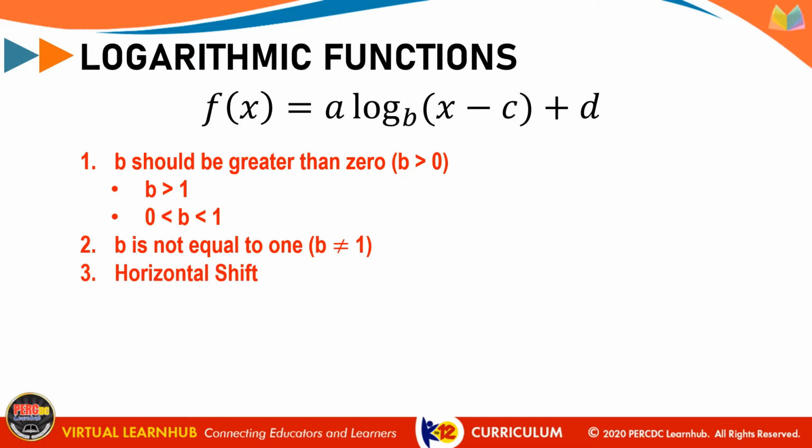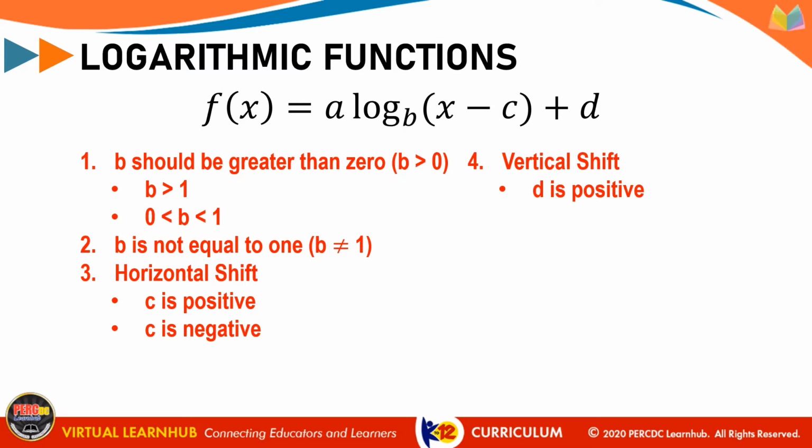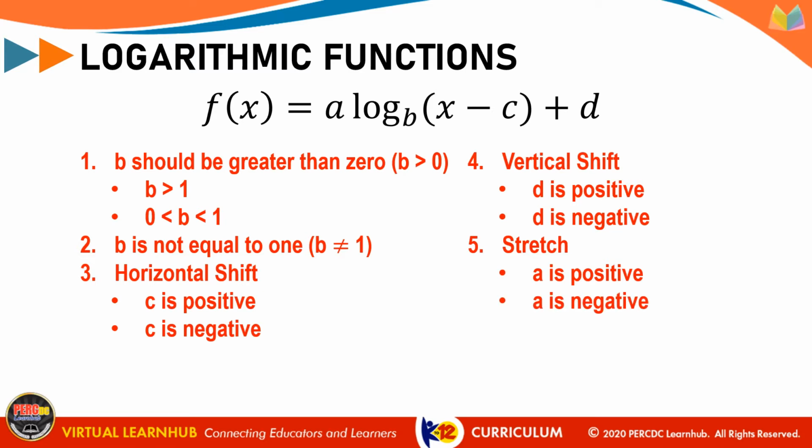Next, our horizontal shift is dictated by the value of c. So, what will happen if c is positive and if c is negative? For our vertical shift, that is dictated by the value of d. So, what will happen if d is positive, and what will happen if d is negative? And lastly, the stretch of our function is dictated by the value of a. So what will happen if a is positive and if a is increasing? And what if a is negative?